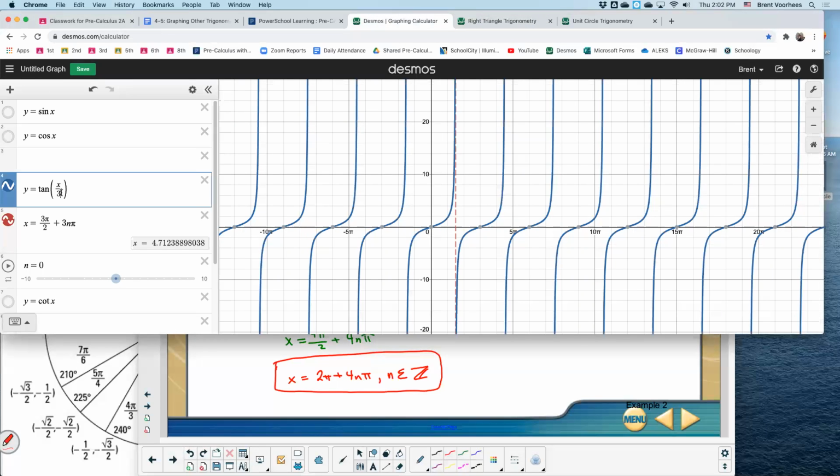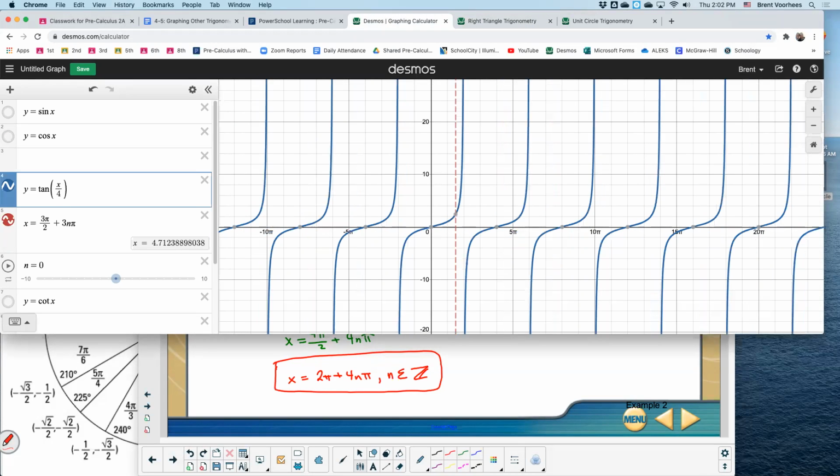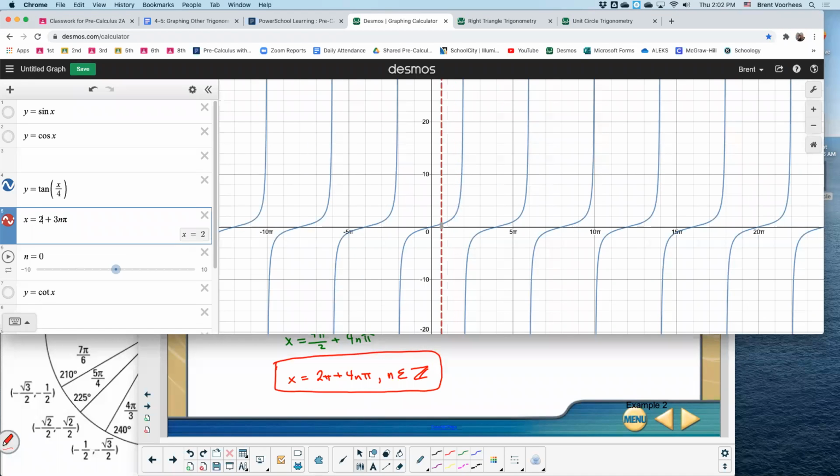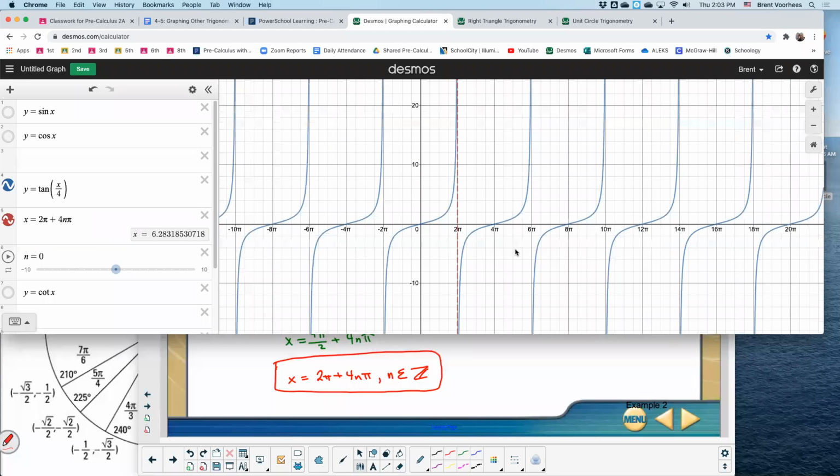You come over here and we were dividing by 4, I think. And so we had the asymptotes at 2 pi plus 4 pi n. And so here's our first one. If I move to the right and the left, you'll see that they all blend in. If I zoom in, there it is. So at 2 pi, 6 pi, 10 pi, 14 pi, -2 pi, -6 pi, -10 pi, all those would give us asymptotes.